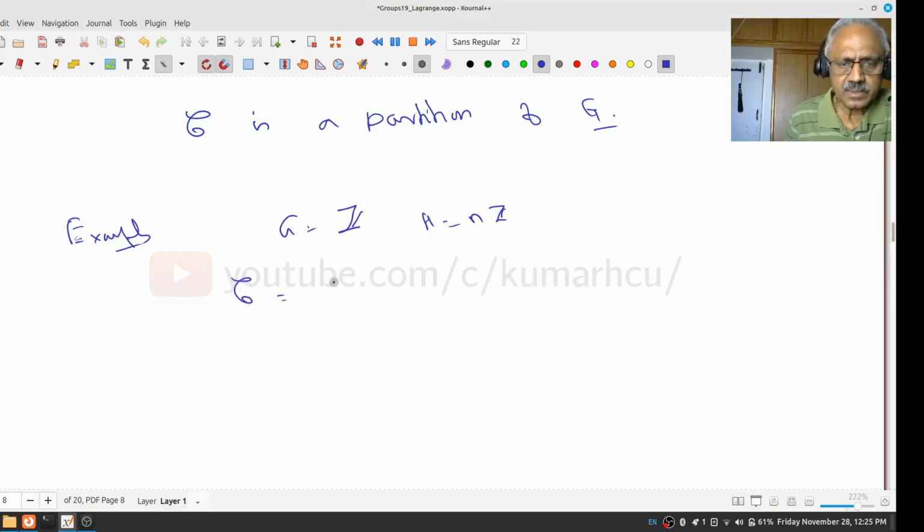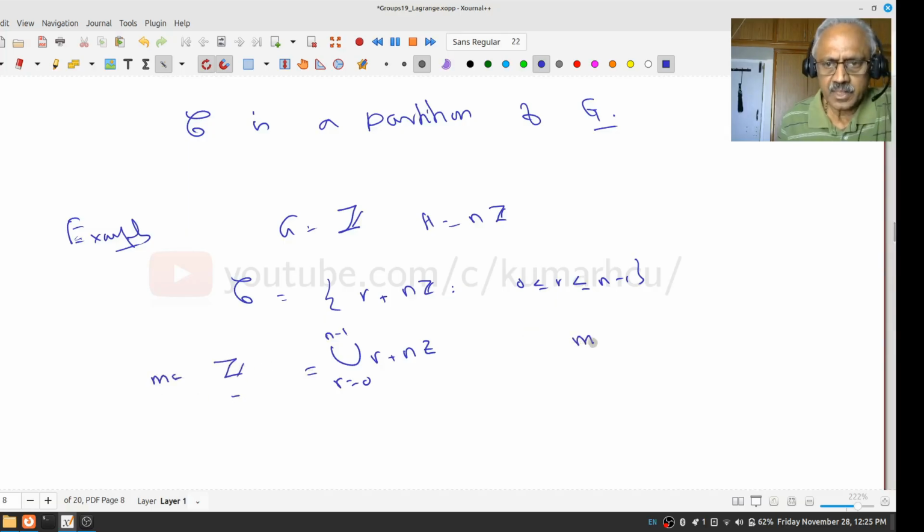What is script C? Script C is r plus nZ, where 0 less than or equal to r less than or equal to n minus 1. You see, right? Therefore, the union of r plus nZ, as r goes from 0 to n minus 1, is all of Z. Because give me any integer m, by the division algorithm m is nq plus r, where 0 less than or equal to r less than or equal to n minus 1. Are you following? Therefore, m plus nZ is the same as r plus nZ as we saw earlier.